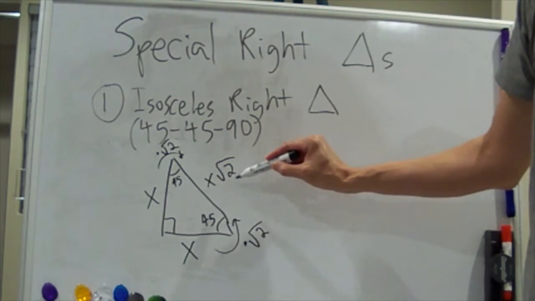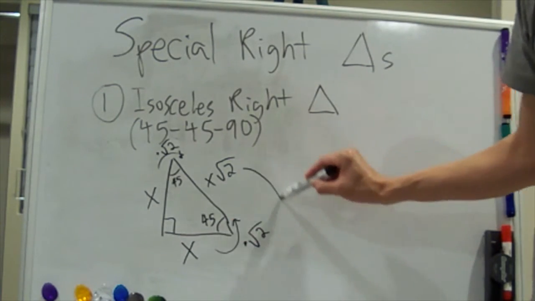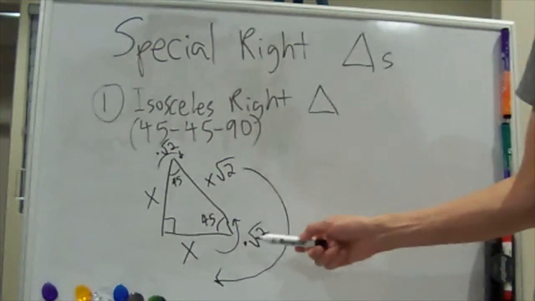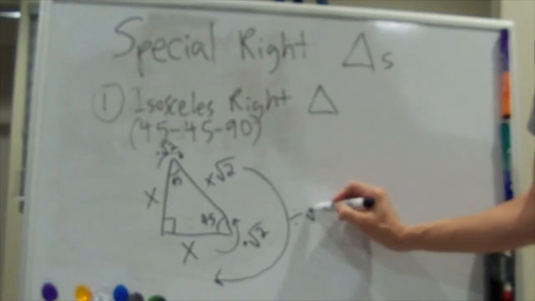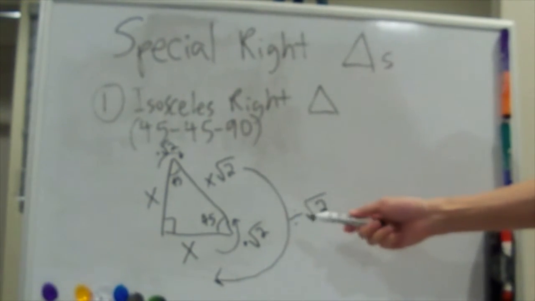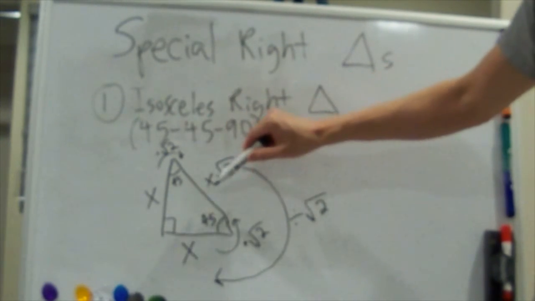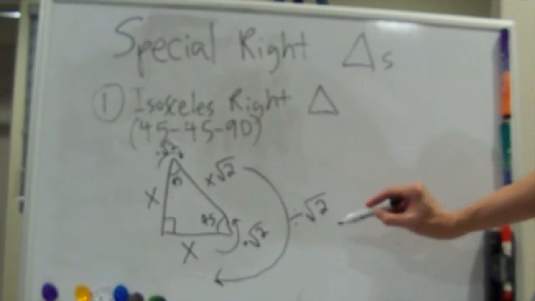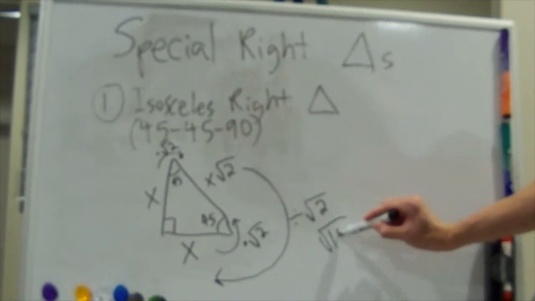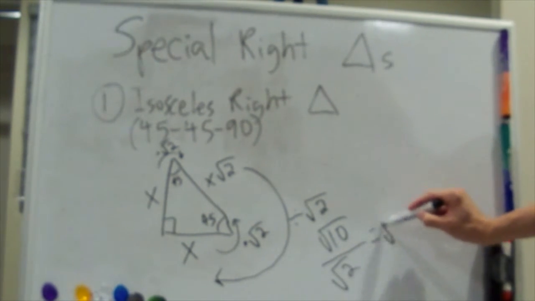However, what if we go the other way? What if we go from the hypotenuse? You know the hypotenuse, but you're trying to find the leg. Well, what's the opposite of multiplying by rad 2? Of course, it's dividing by rad 2, right? So if I tell you that this hypotenuse is rad 10, how do I find the leg? I do rad 10 divided by rad 2. So rad 10 divided by rad 2, hopefully you know, is rad 5.